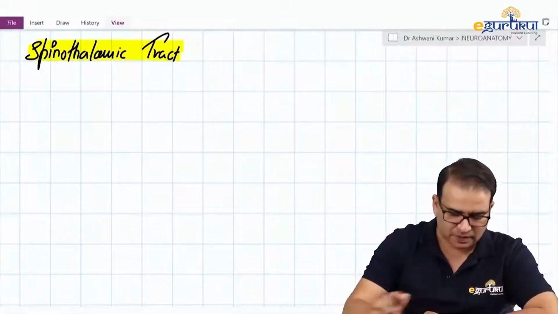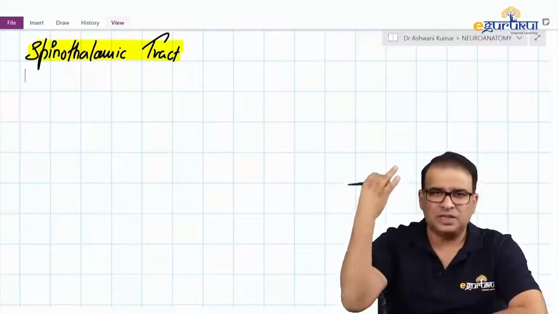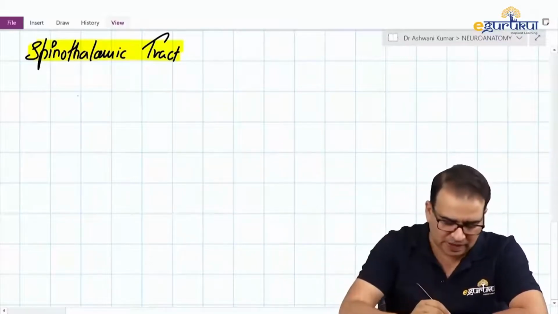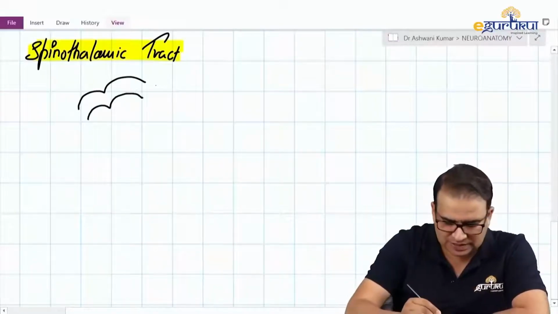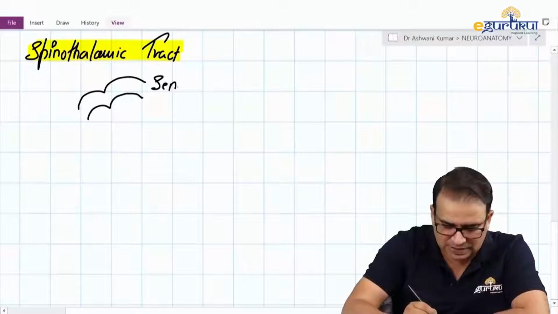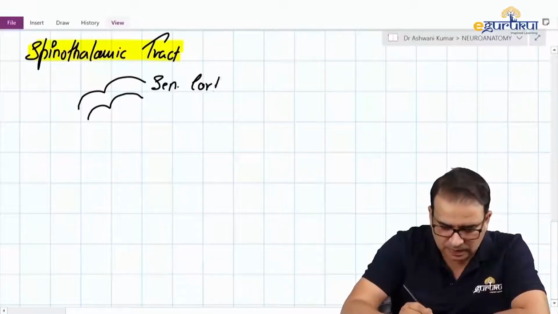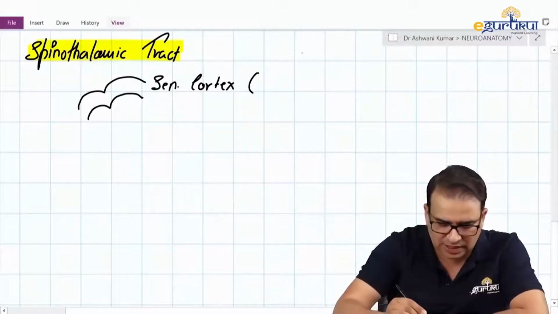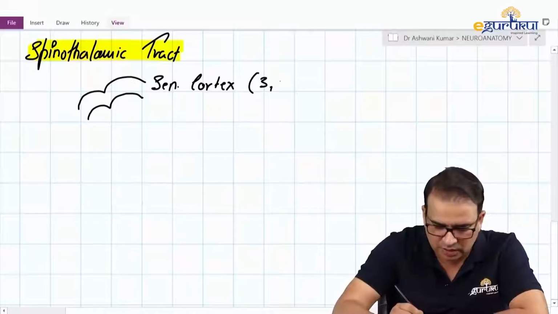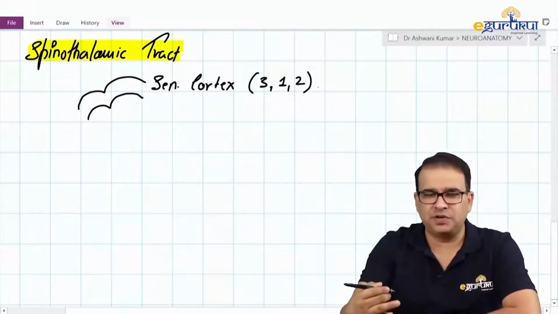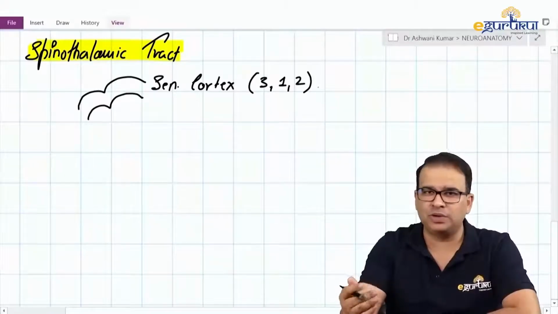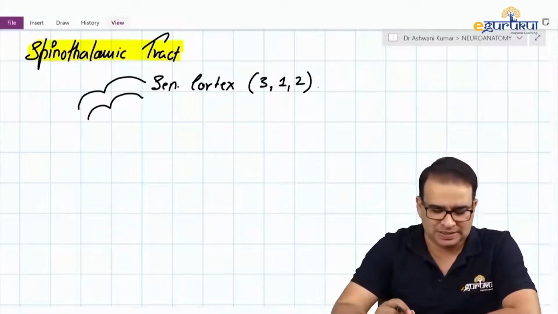Spinothalamic tract. Okay. Now, for any tract which is going toward the cerebrum, the highest center here is the cerebral cortex. So let's draw the plot first, guys. This is the sensory cortex in the cerebrum. And I hope you know that the sensory cortex area number is 3, 1, and 2, in the Brodmann's classification. You should not call it 3, 2, 1 or 1, 2, 3. It should be 3, 1, and 2. That is the sensory cortex.